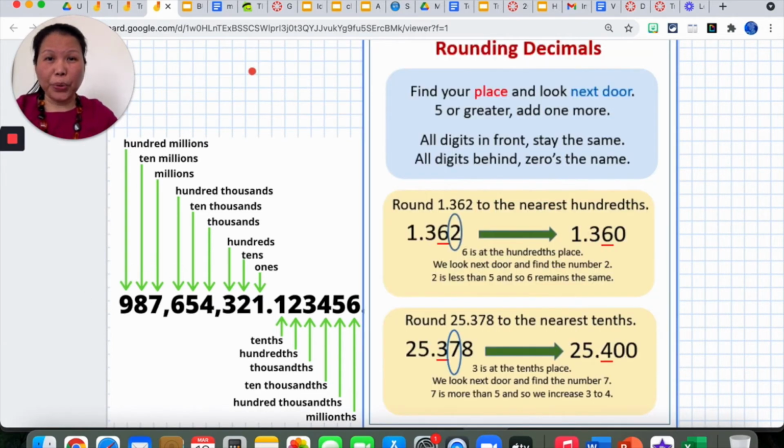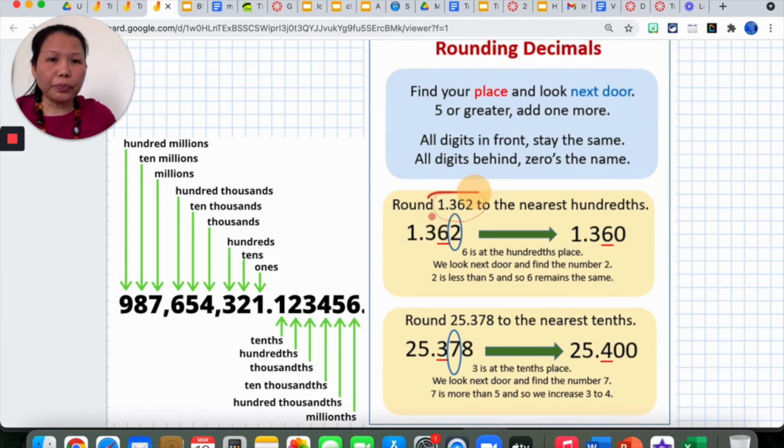Rounding decimal rule. We have a poem to go with our mathematics today. Rounding decimal: find your place and look next door. 5 or greater, add one more. All digits in front stay the same. All digits behind, zero's the name. We show you 2 examples here. First, round 1.362 to the nearest hundredth. And this is similar to your T2 work.